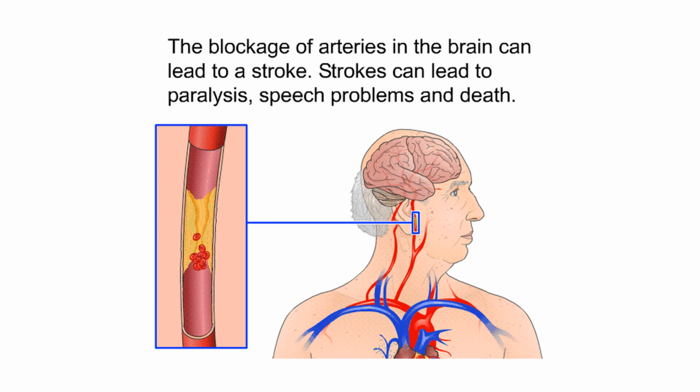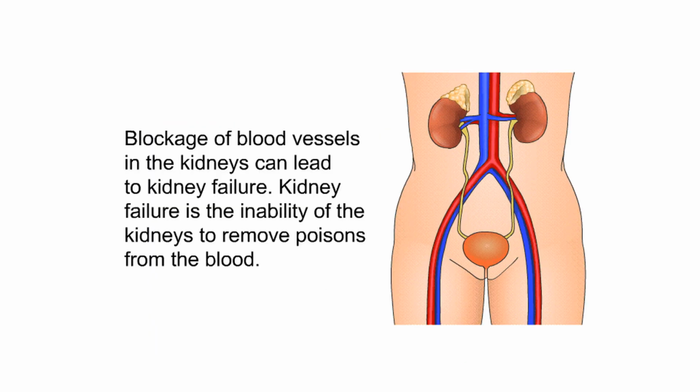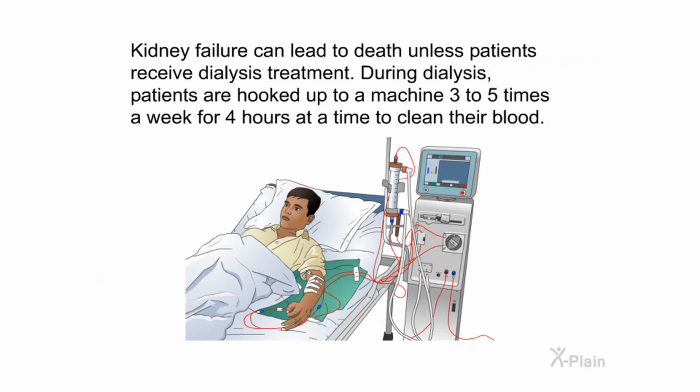The blockage of arteries in the brain can lead to a stroke. Strokes can lead to paralysis, speech problems, and death. Blockage of blood vessels in the kidneys can lead to kidney failure. Kidney failure is the inability of the kidneys to remove poisons from the blood. Kidney failure can lead to death unless patients receive dialysis treatment.